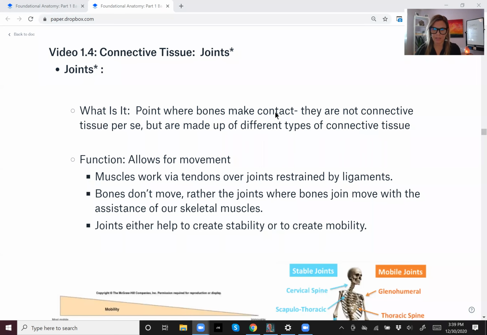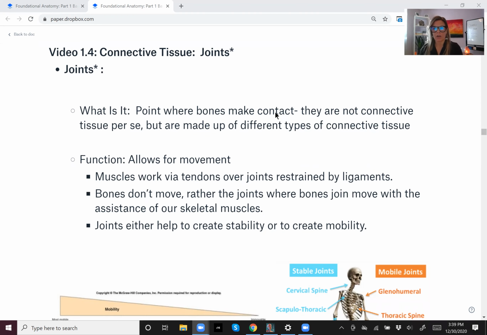So a joint is a point where the bones make contact. So I'm going to share my screen again, and we'll just take a look here. So again, point where bones make contact. They're not connective tissue, but they're made up of lots of different connective tissue. And the joint allows for movement. So if we didn't have joints in the body, we wouldn't be able to move. We would just be these stiff skeletons, and I don't even think we could actually move our lower legs. It would be very, very hard to ambulate around in the world if we didn't have functional joints.